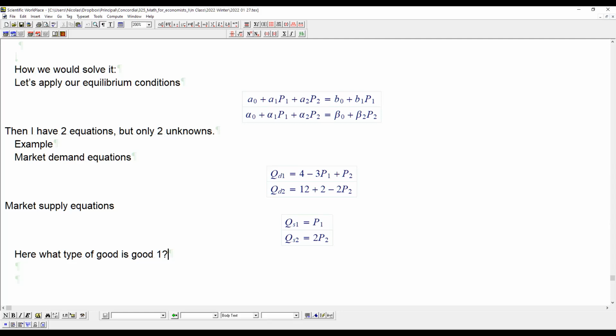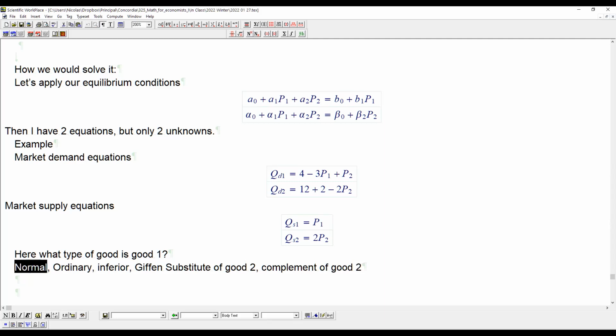Okay, I'm going to give you some possible answers, and you choose what is true. Normal, ordinary, inferior, given, substitute of good two, complement of good two.